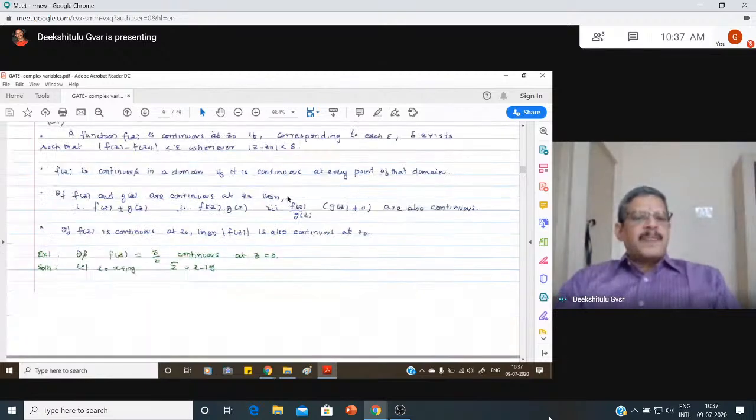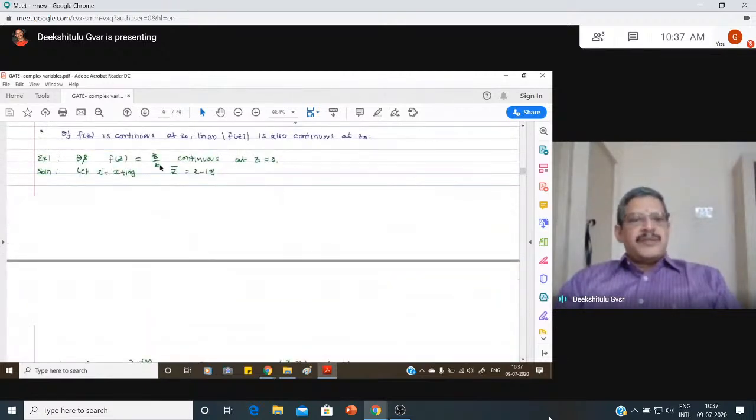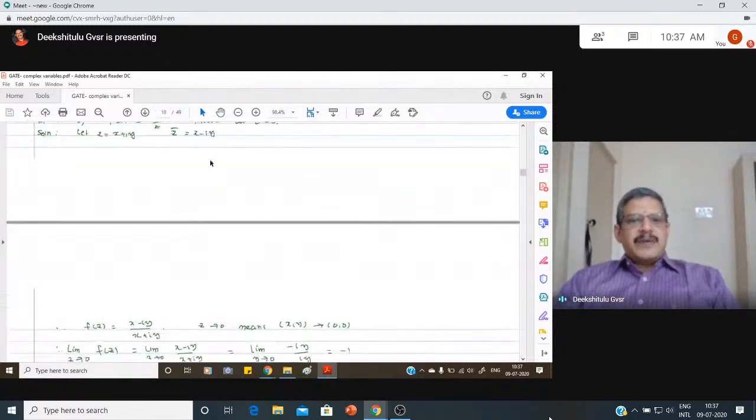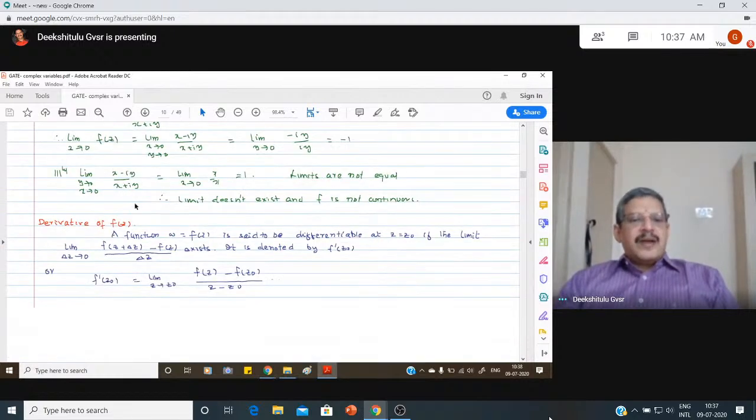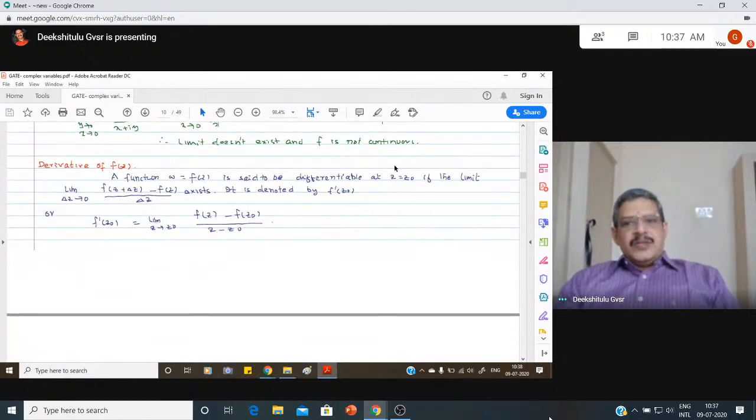So let us check a couple of problems. If f of z is equal to z bar by z, where z is x plus iy, z bar is x minus iy. Z bar means conjugate of z, that means the mirror image of x plus iy about the x axis. So f of z is x minus iy by x plus iy. So limit z goes to 0, f of z becomes limit x tends to 0, y tends to 0, x minus iy by x plus iy. So if you take the limit one way, it becomes minus 1. And if you reverse the limits, this becomes 1. So that's all we have discussed.